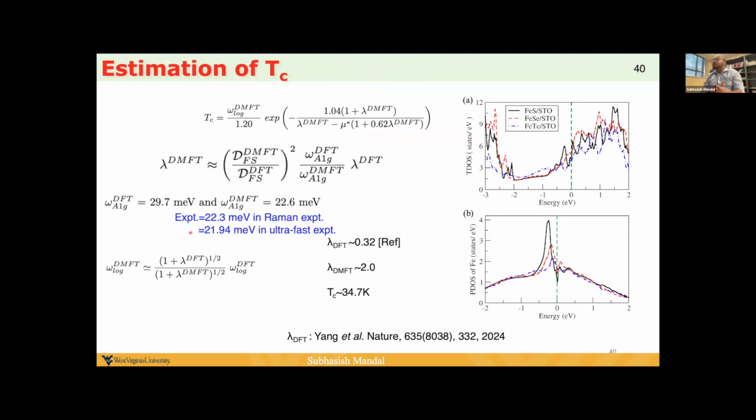If we look at the density of states in these three regions, the density of states at the Fermi energy does not change a lot. Although there is no direct way of estimating Tc from this calculation, we can estimate it by taking the ratio from DFT, assuming that all the modes can actually be enhanced, which is a big assumption. Then we can estimate the Tc by taking the ratios, and Tc will be around 34 Kelvin.